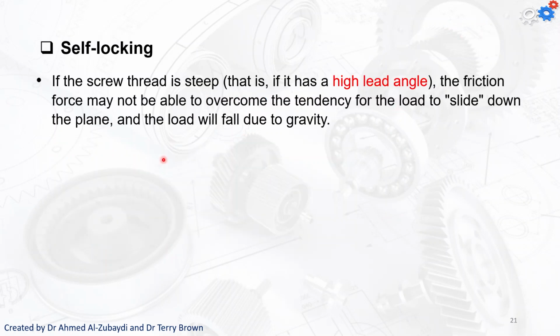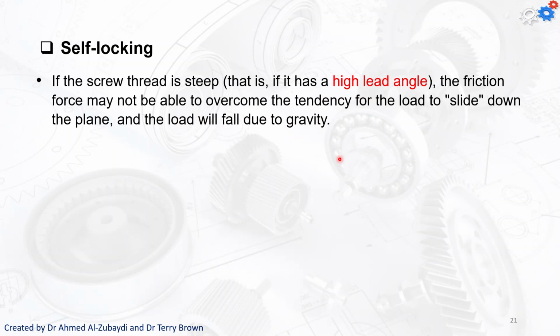Now, in many cases, we want the screw thread to be self-locking. So for example, with the screw jack, if we raise the load, we don't want it to just fall back down again if we take the torque off the nut that we've used to raise it up. If we have a high lead angle, then the friction may not be sufficient to overcome the tendency for it to slide back down again.